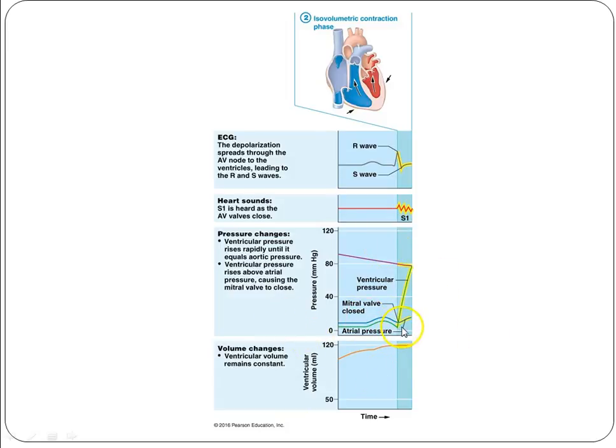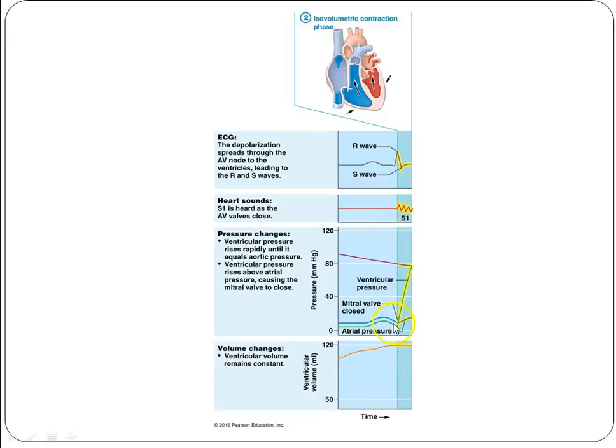You can see that at this point right here, the pressure in the ventricle is going to rise above the pressure in the atrium. So the green line is ventricular pressure and the blue is atrial. So once the ventricular pressure rises above atrial pressure, that crossing of the blue and green lines, is where the mitral valve closes. Okay? So that is where we hear the first heart sound, when the pressure in the ventricle increases above the pressure in the atrium, and we hear that first sound.